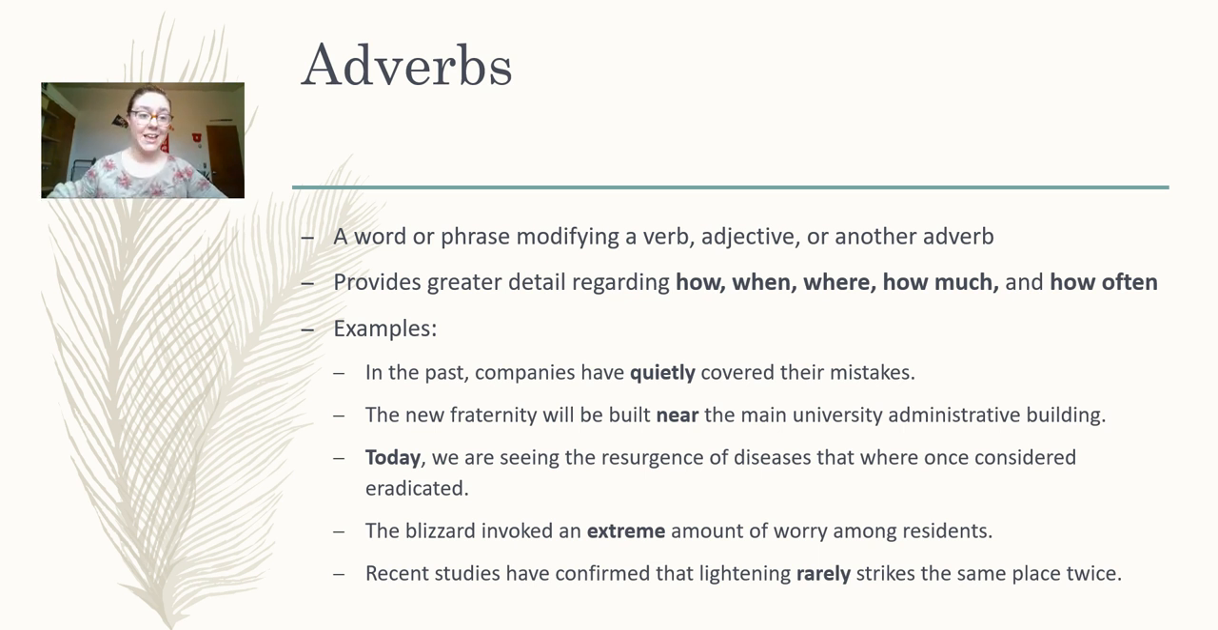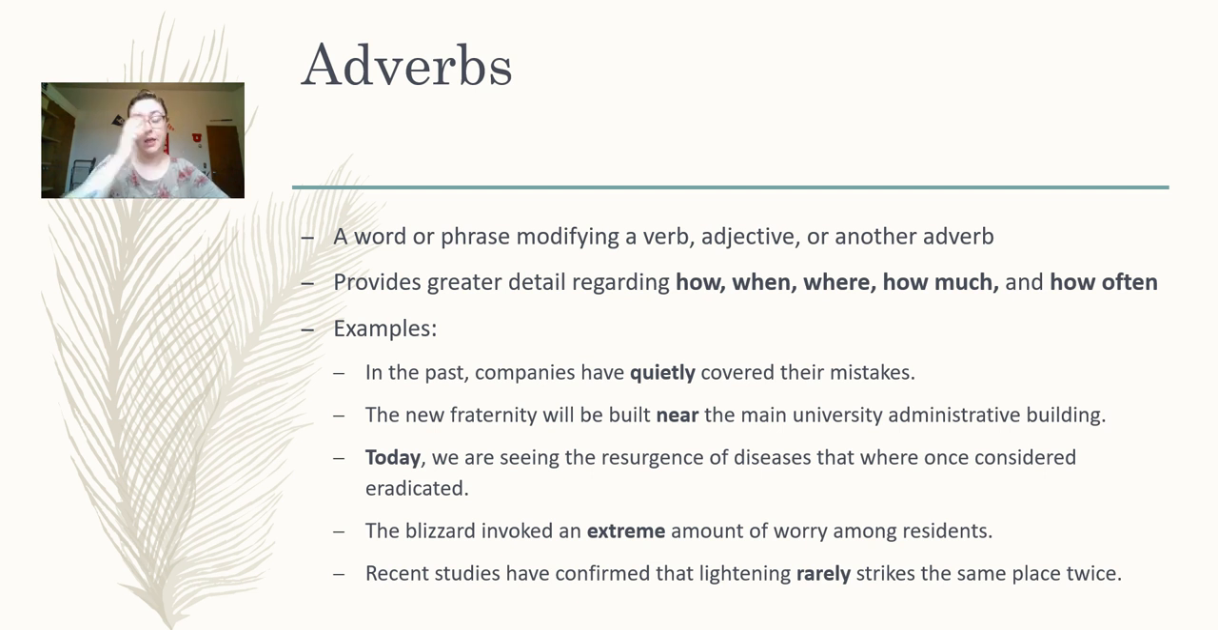So by saying they've quietly covered their mistakes, so we're modifying the verb covered with the adverb quietly, then we are saying, hey, they are not going to take responsibility unless we as consumers are holding these companies accountable. So it frames how we think about the companies as well as how they approach remedying mistakes they've made in the past. The second example, the new fraternity will be built near the main university administrative building.